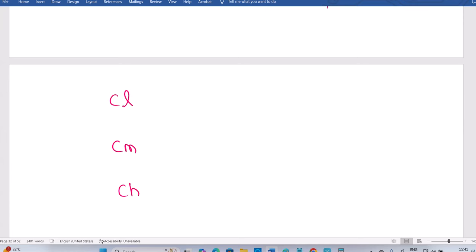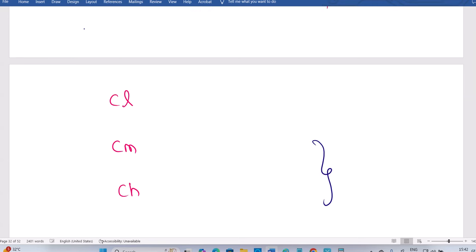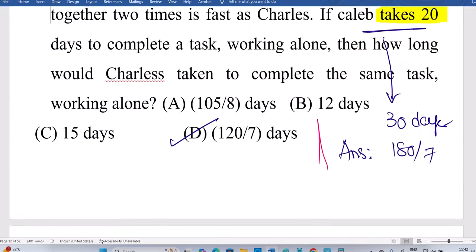2 by 5 times of these two people together. So here these two people's efficiency is 5. Then Caleb will be 2. Listen, if Cameron and Charles are typing 5 pages per day, Caleb is typing 2 pages per day. Then only I can say Caleb is 2 by 5 times as fast as Cameron and Charles together. You can clearly see that. Okay, next one.